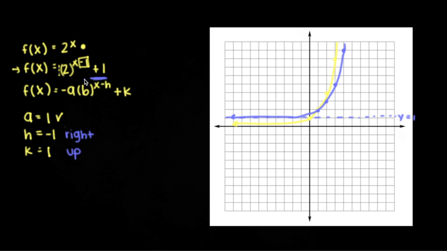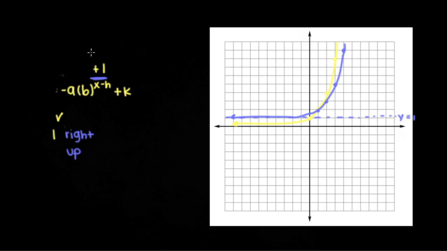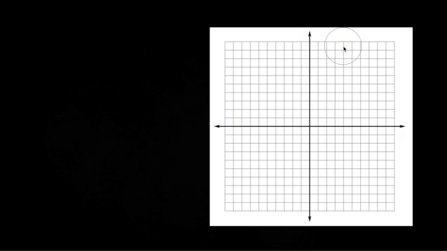Now let's try an exponential function that has a different a value other than 1. So suppose we have the equation y is equal to negative 1/2 times 4 to the x power. We can once again start off by writing our parent function. y is equal to 4^x. And let's go ahead and graph that.